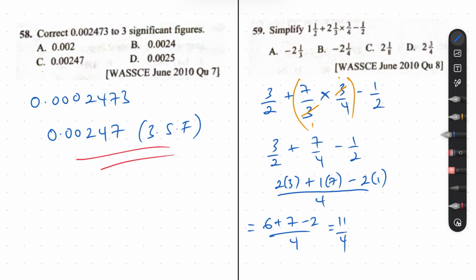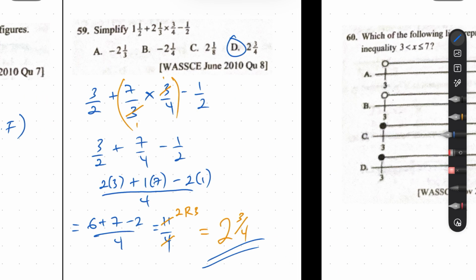11 over 4. Now we need to convert this back into mixed fraction. How do we do that? 4 goes into 11 twice. Remainder what? 3. So our answer will be 2 whole number, then the remainder 3 over what? 4. 3 over the original denominator, which is 4. Okay, so here is our answer. 2 whole number, 3 over 4. Do we have that? Yes, our answer is D. And let's go back to question number 58, and then we circle our answer. Our answer is 0.00247, which is C. Okay, cool. Now let's go to question number 60.